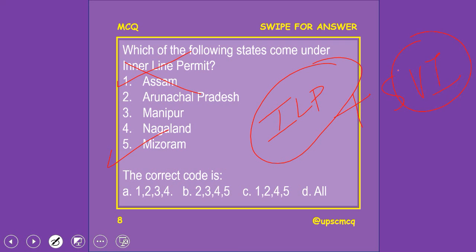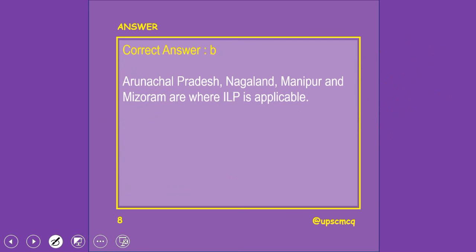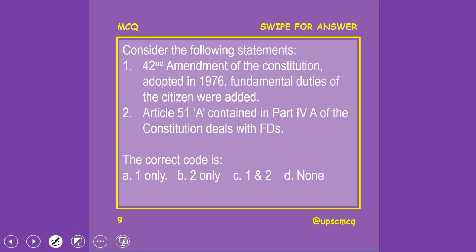Arunachal Pradesh not in 6th Schedule, therefore ILP. Manipur not in 6th Schedule, therefore ILP. Nagaland not in 6th Schedule, therefore Nagaland is in ILP. And Mizoram is the only state, therefore B should be the correct answer. Arunachal Pradesh, Nagaland, Manipur and Mizoram.